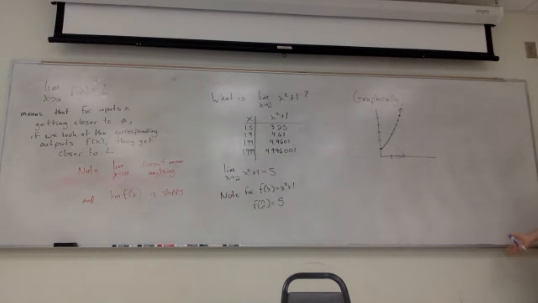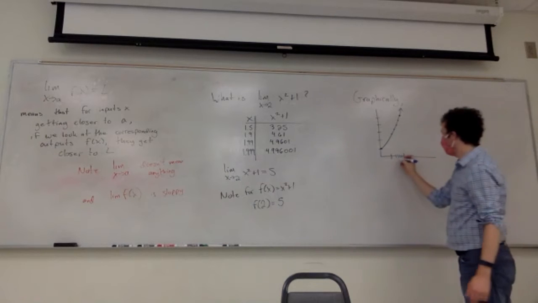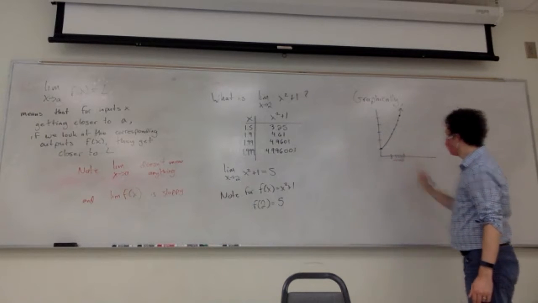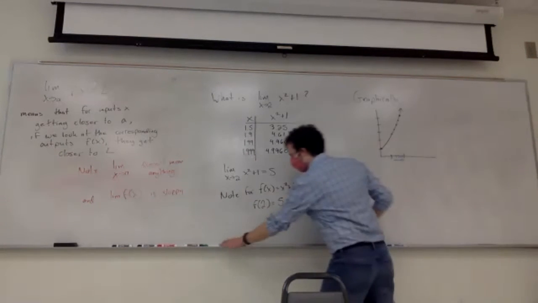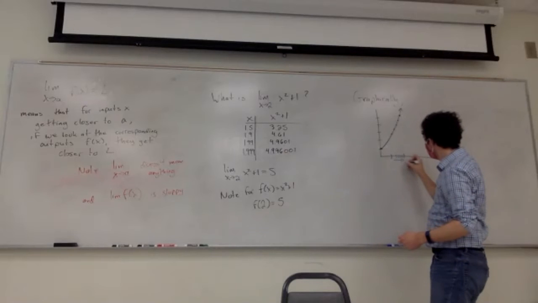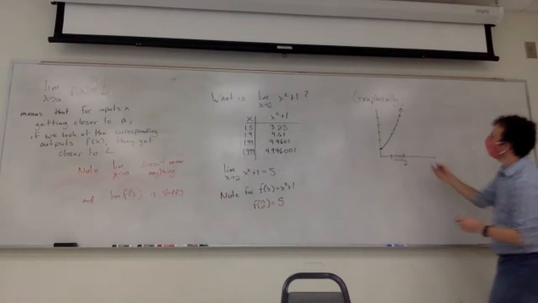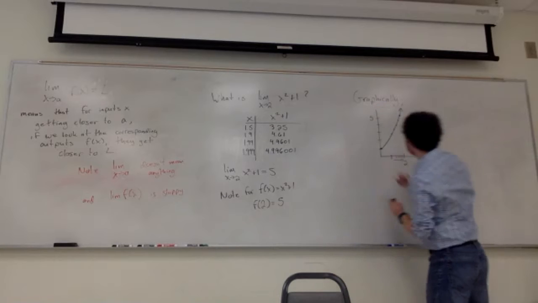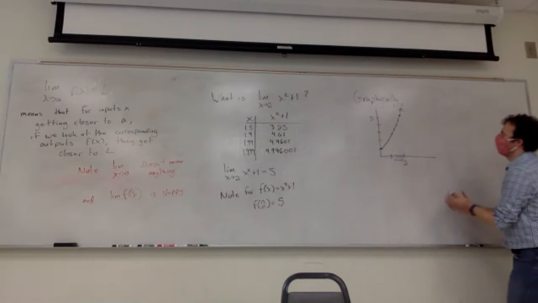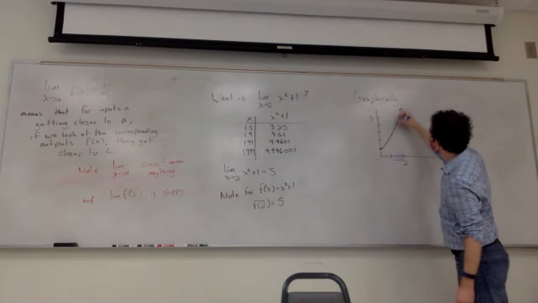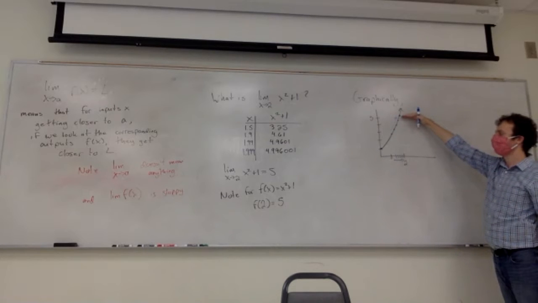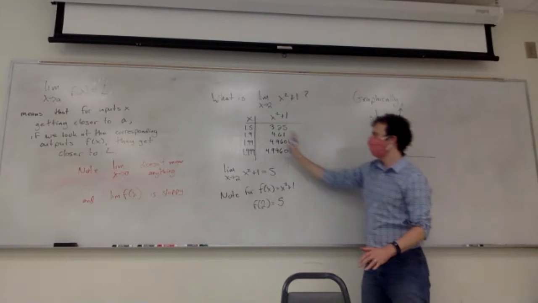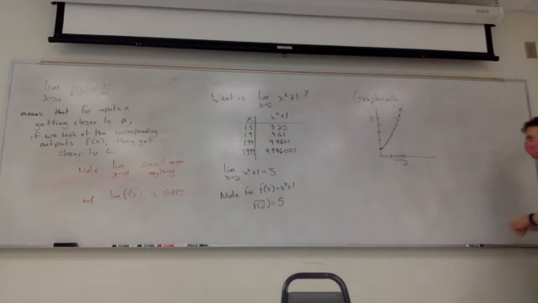And what we're noticing is as our points get closer and closer to 2, let me actually label that, as our points get closer to 2, the corresponding heights are moving up and getting closer and closer to this height of 5, which matches all the numbers that we saw over here.